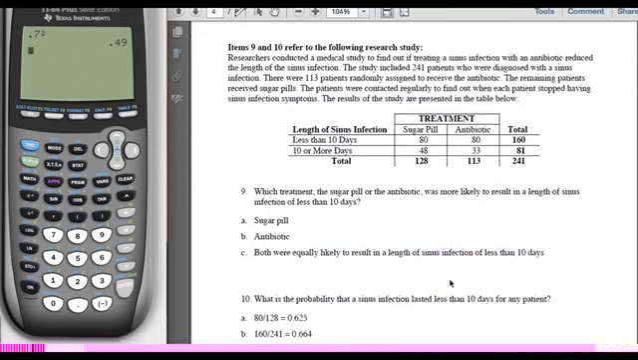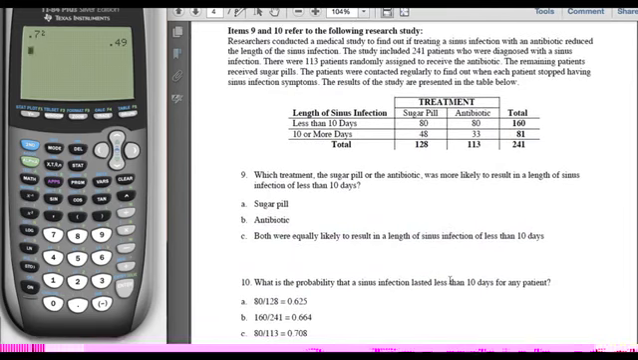Last 2 questions of this video, number 9 and 10, come from this two-way table. It says, researchers conducted a medical study to find out if treating a sinus infection with an antibiotic reduced the length of the sinus infection. The study included 241 patients who were diagnosed with a sinus infection. There were 113 patients randomly assigned to receive the antibiotic. The remaining patients received sugar pills. The patients were contacted regularly to find out when each patient stopped having sinus infection symptoms, and the results are in this table below.